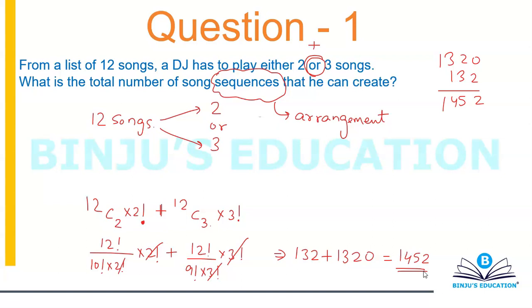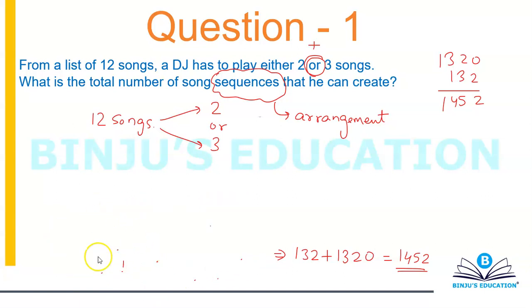So this is using the combination. Now you could have used permutation also directly. Why do 12C2 into 2 factorial and 12C3 into 3 factorial? You could have directly done 12P2 plus 12P3. That is also correct, it's completely fine, because the word is sequences, so the order matters. Now you could have done this question using counting method also.